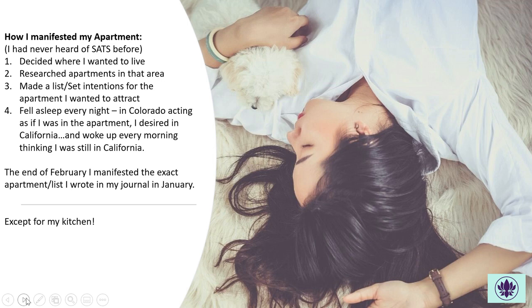Every morning, if I did this process, I would wake up and honestly have to look around, because I felt as if I was waking up in my apartment, this apartment that I desired in California. So at the end of February, I manifested the exact apartment, everything that was on my list that I had written in my journal in January.